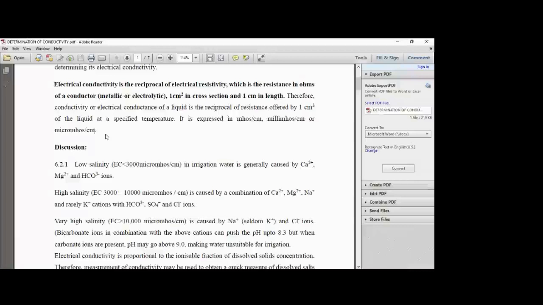Now, normally, for measuring the electrical conductance, we require a sample of, say, 50 or 100 ml, right?